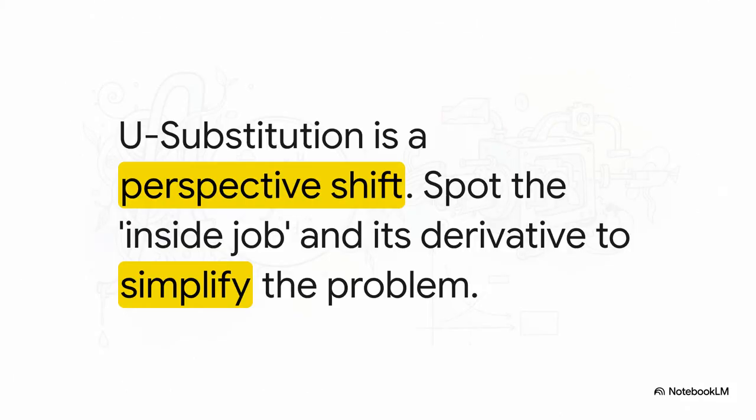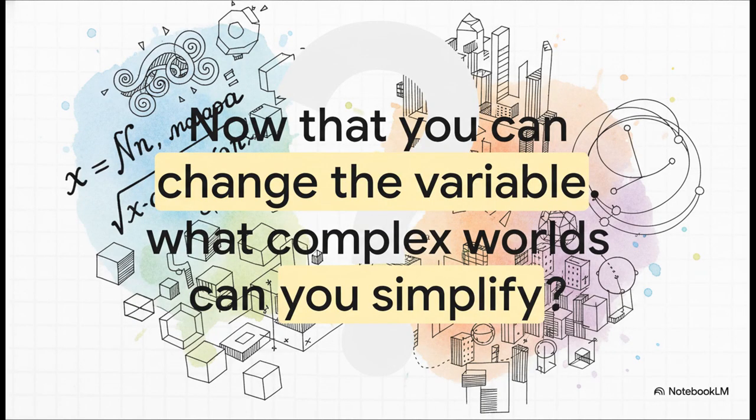See the pattern? So the most crucial point to take away from all this is simple. U substitution is really just a perspective shift. It's about training your eye to see that function within a function pattern. Once you spot that inside job and you see its derivative hanging around, you can transform a problem that looks impossible into one that is, fundamentally, really simple. This technique is so much more than just a trick to pass your calculus exam. It's a way of thinking about problem solving, of reframing a complex system into much simpler terms. So I'm going to leave you with this question. Now that you know how to change the variable, what other complex worlds can you simplify?